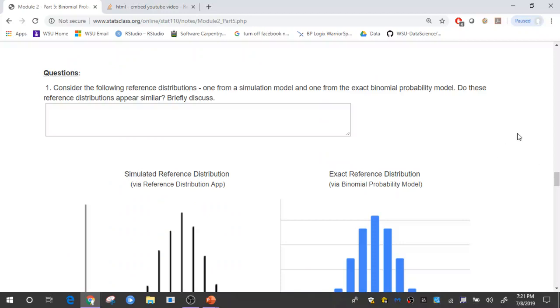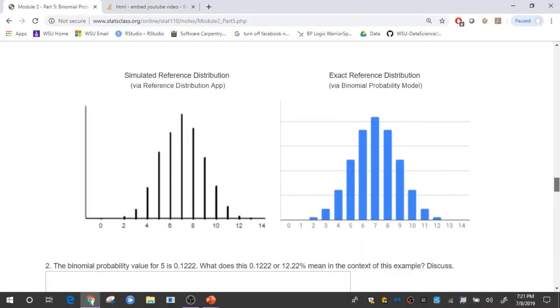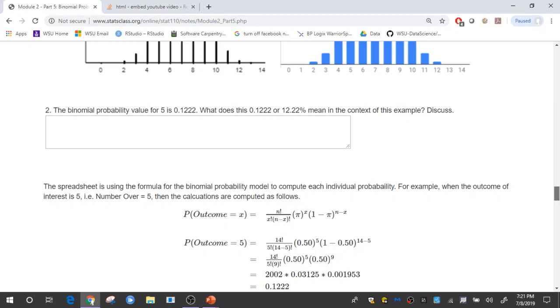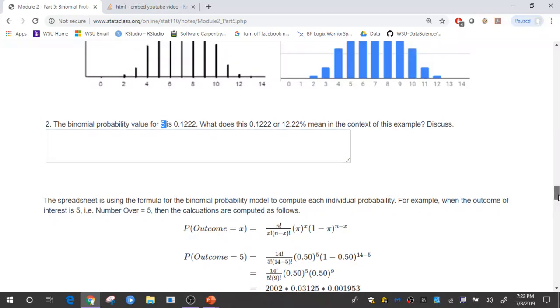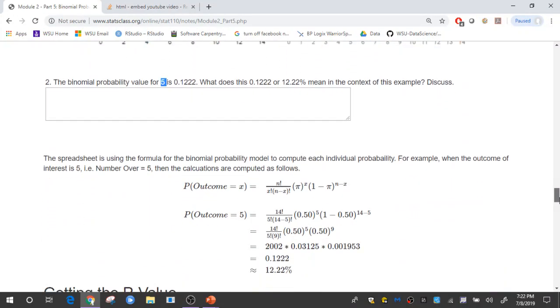Couple of questions here for you to answer. So the one on the left here is the simulated reference distribution. The one on the right is from the binomial probability distribution. So just talk about the similarities between those two there. Question number 2 is just tell me what the interpretation of that probability value is. Here I happen to pick on an outcome of 5, which is about 12%, I guess. So I'll let you answer that question.